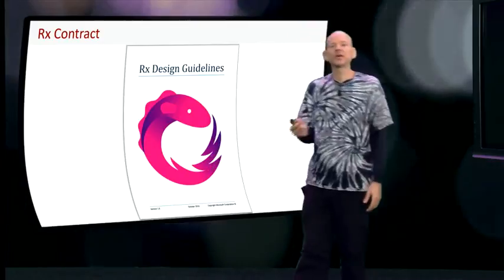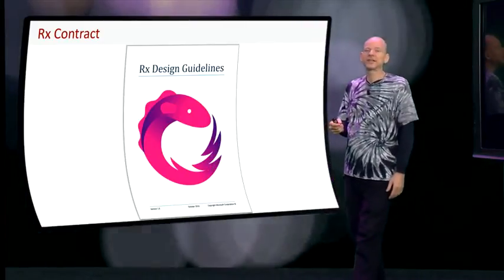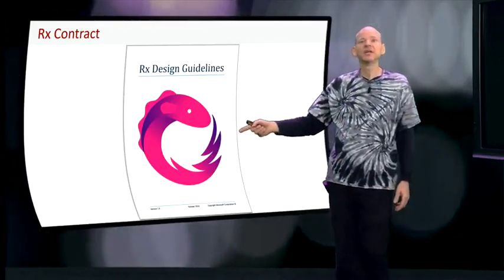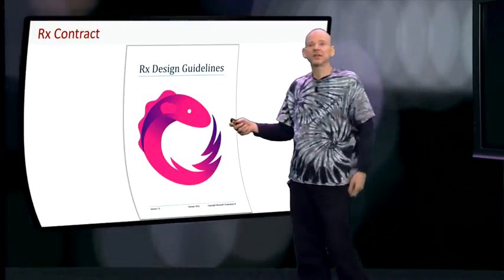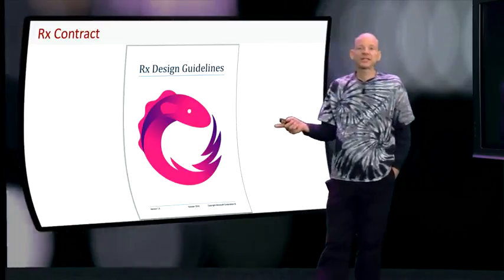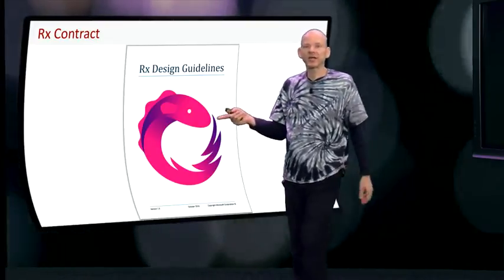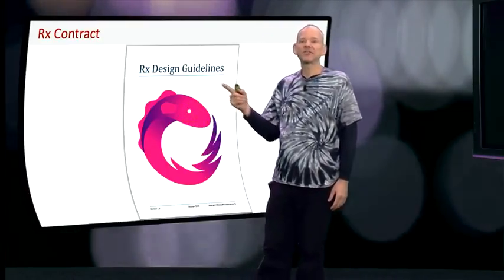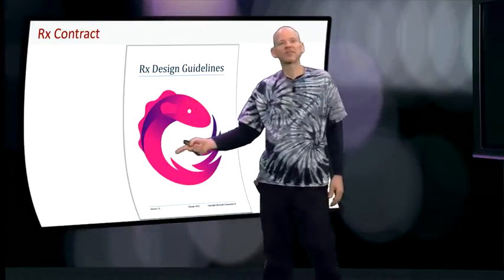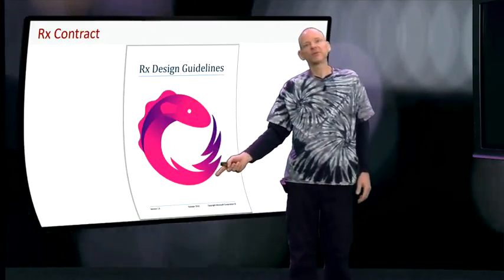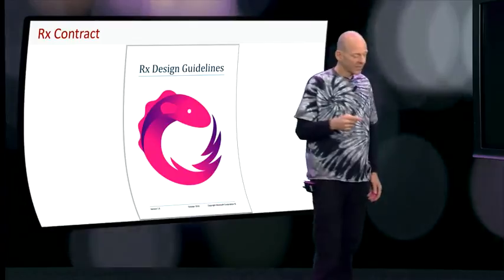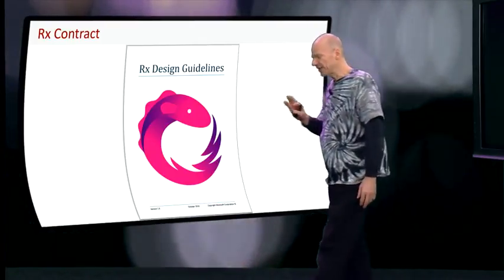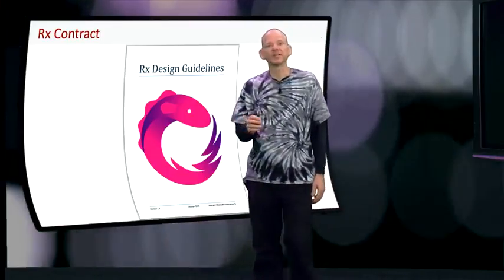We don't have time to go into all the details of the Rx contract and all the API design guidelines. But you can go to either the ReactiveX website or the Rx wiki, or there's the original, the Bible of Rx, the Rx design guidelines. If you Google for Rx design guidelines, you get a PDF document that explains the guidelines in terms of Rx.NET. But they are all valid for every implementation of Rx.